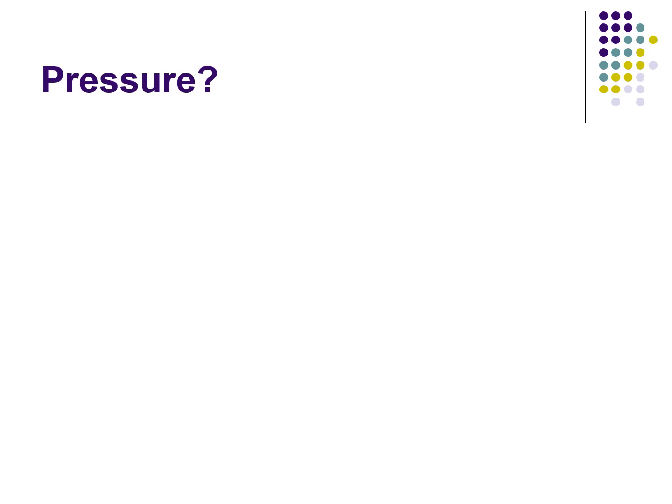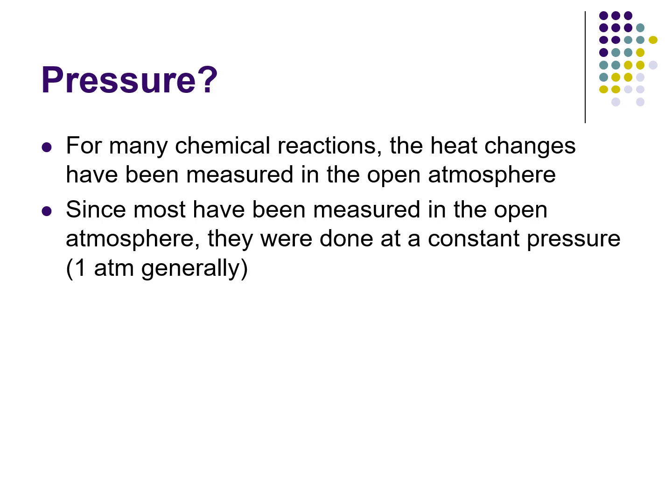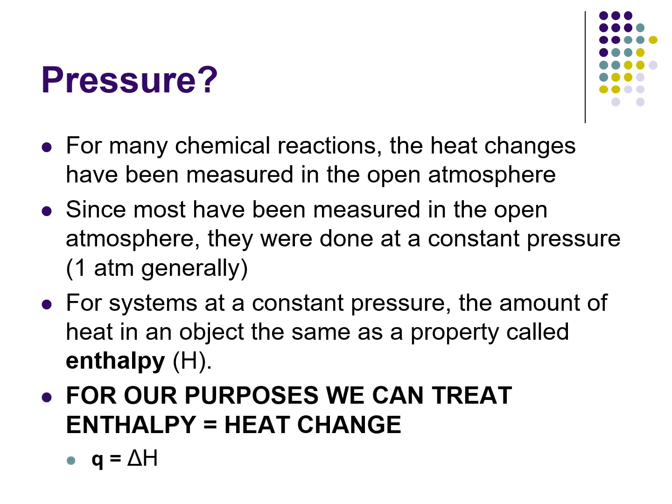So, little bit of caveat, don't focus on this too much. Now, a lot of chemical reactions take place in the open atmosphere, which means at a constant pressure. If we are at a constant pressure, which we will be at this level of chemistry, the amount of heat that an object has is the same as its property called enthalpy. So this statement here is what you just really need to know. For our purposes, we can treat enthalpy as the exact same thing as heat change. You may see a Q, you may see a delta H. Don't panic, they mean the same thing for this level of chemistry.